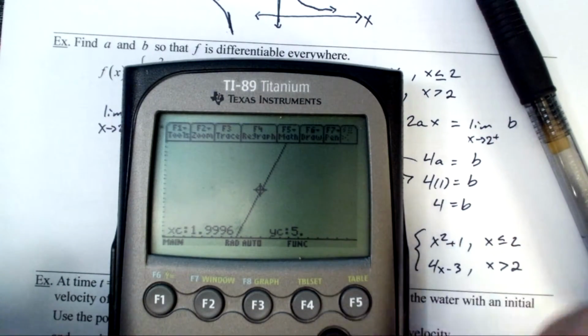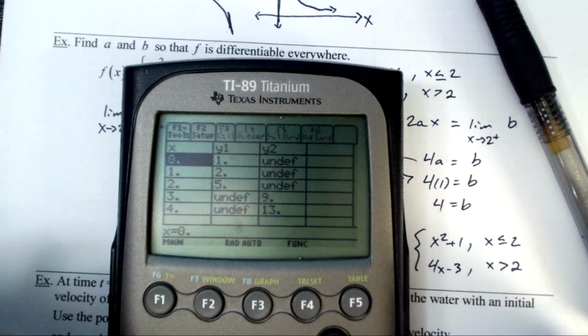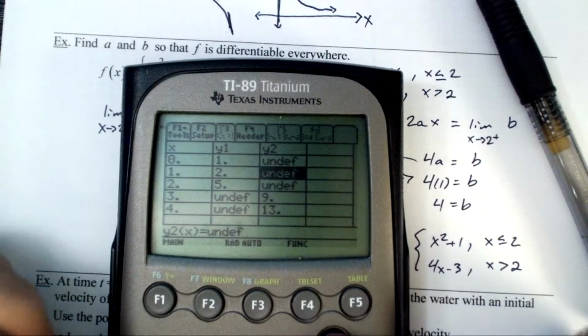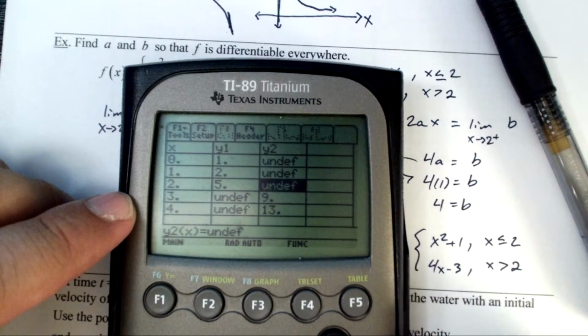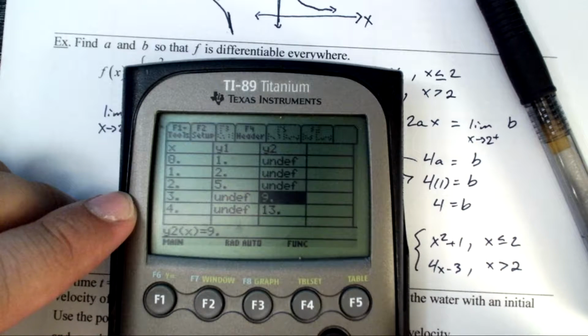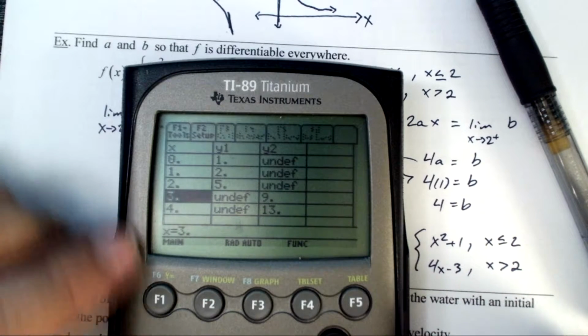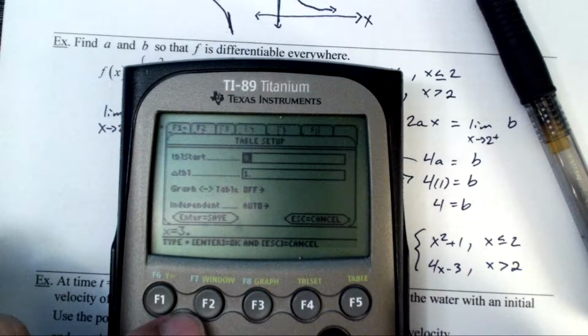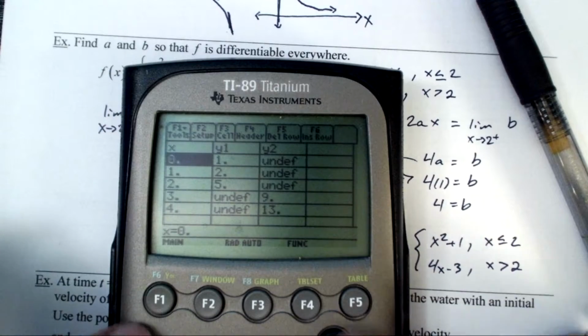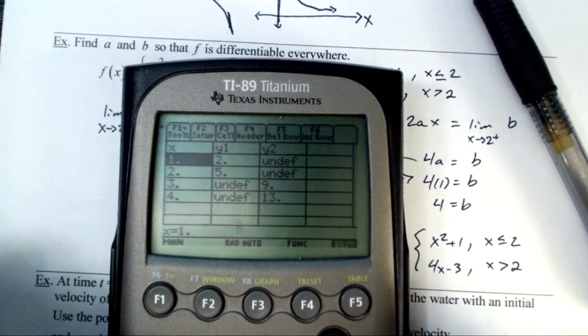So let's look at the table real quick and see if we can see anything, right? So at 2, it's okay. What this is showing you is that the function 4x minus 3 is undefined until you get to 2, or I should say something like 2.00001, and then it's defined. Actually, that wouldn't be a bad thing to see, right? So if we go to F2 setup, we go to make an independent variable ask, and then save. I think we can delete these, right?